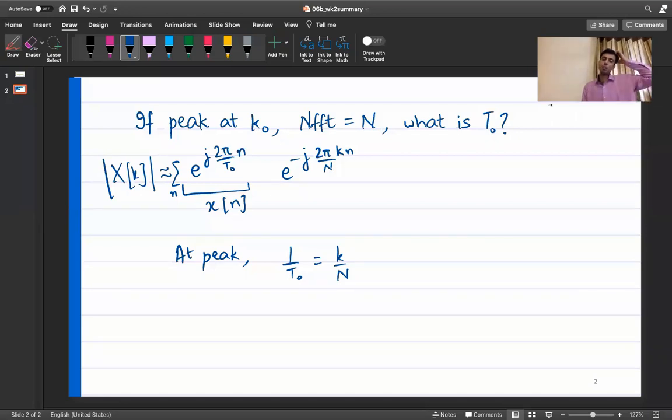To find that, let me go back to the original definition of the Fourier transform, the DFT. So my DFT is x[n] times e to the minus j 2 pi k upon capital N times small n, summed over all small n, right? This is my original definition of X[k]. Now, the peak of the magnitude will occur when both of these terms approximately cancel out each other. So when will that happen? That will happen when the terms in the exponential are exactly the same and negative of each other. So if I do this comparison, 2 pi upon T naught is equal to 2 pi K upon capital N. So if they are the same, this means 1 upon T naught is K upon capital N, right?